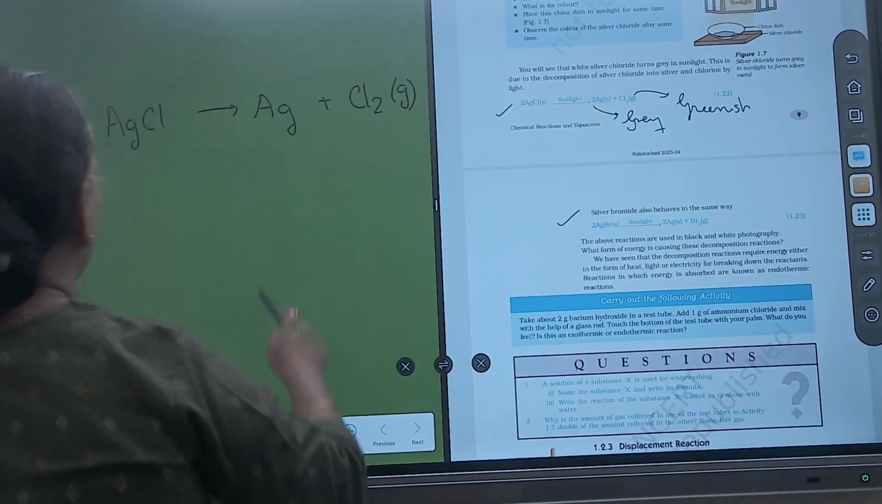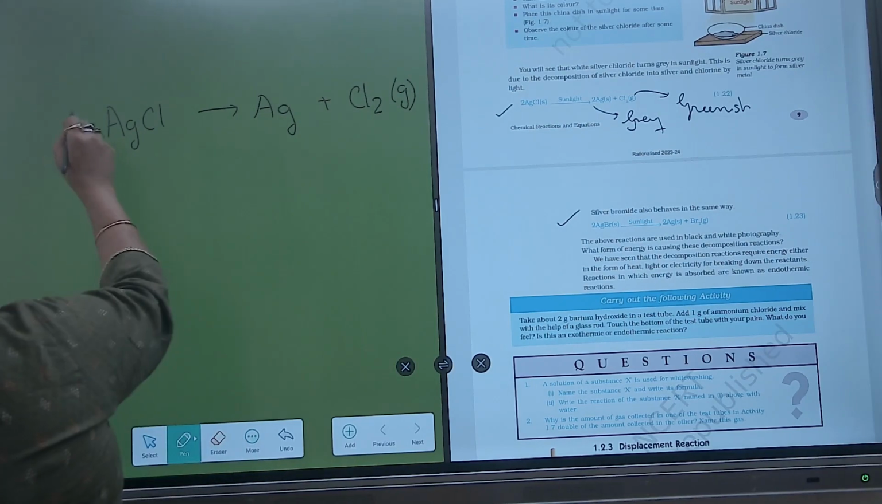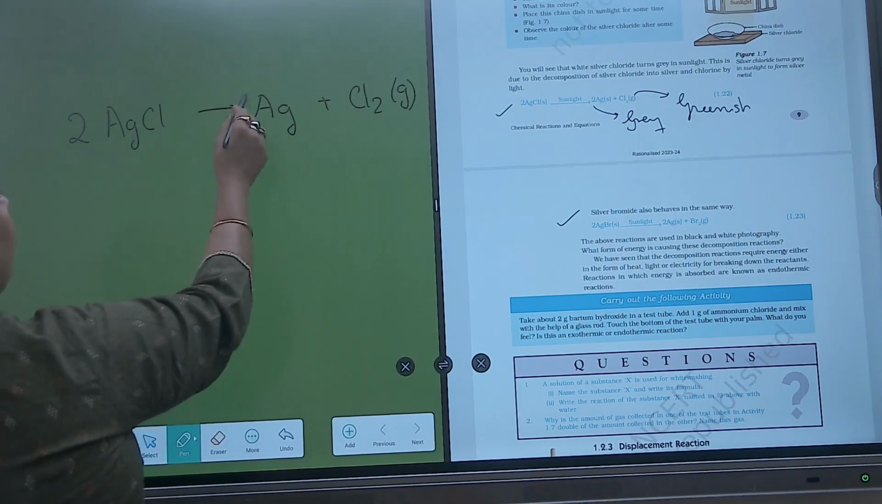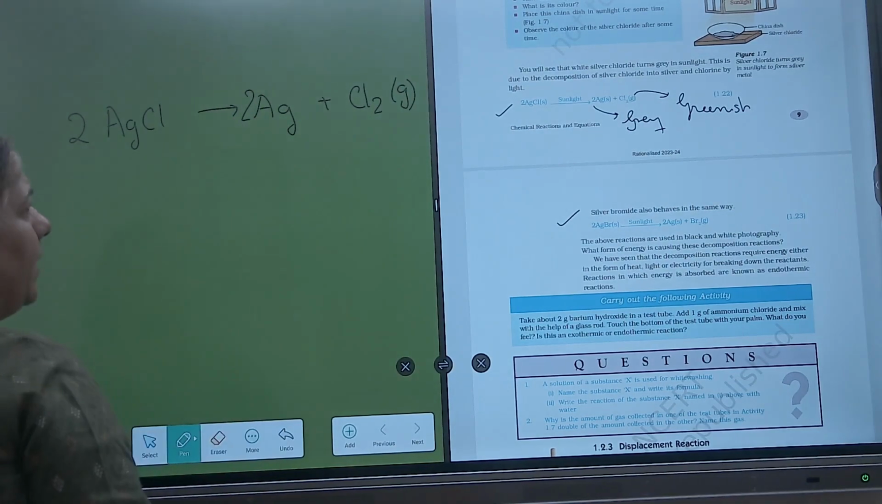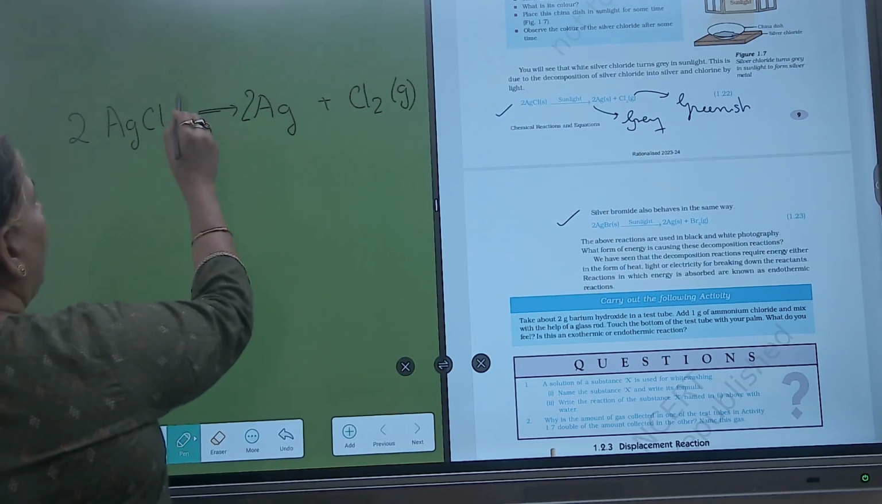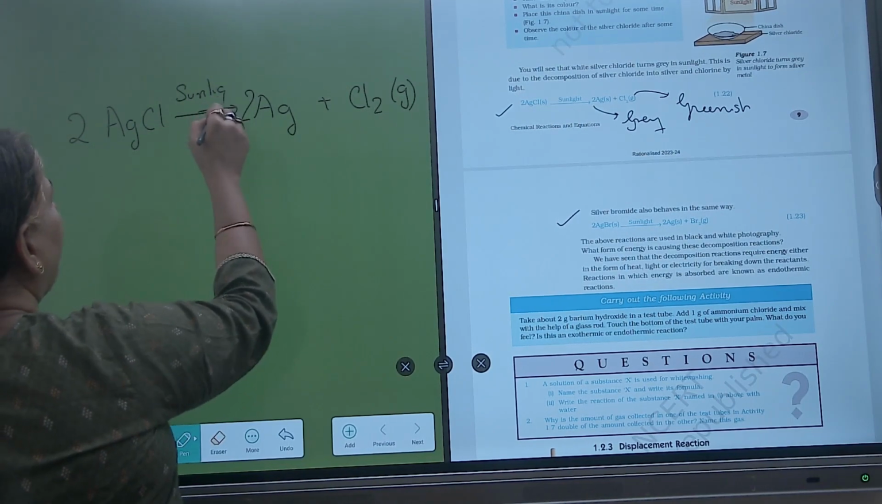Balance this. See, two chlorine atoms on the RHS. So we put 2 here. Now the metal is unbalanced. Now put 2 on the RHS. It is balanced. Okay. Above the arrow you will write sunlight because the reaction is taking place in presence of sunlight.